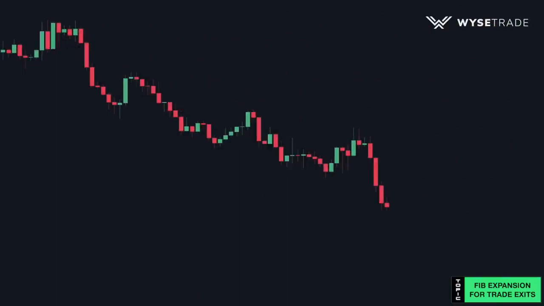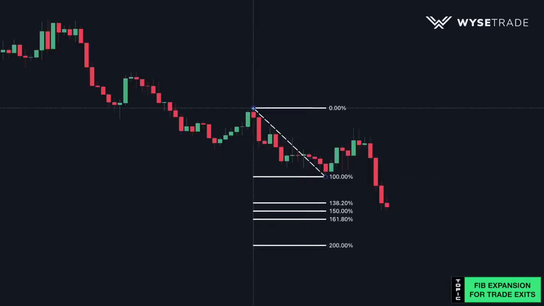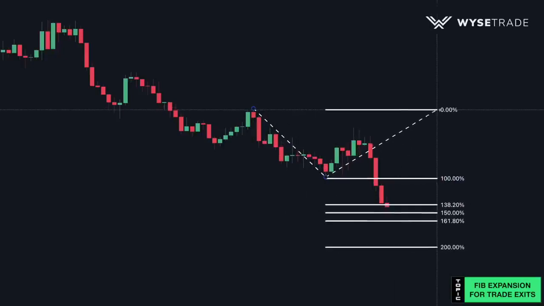In a downtrend, click at the start of the previous impulse move. Drag it down and click again at the start of the corrective move, and then drag it back up to the starting point of your previous impulse move. Then drag it slightly to the right and click again.